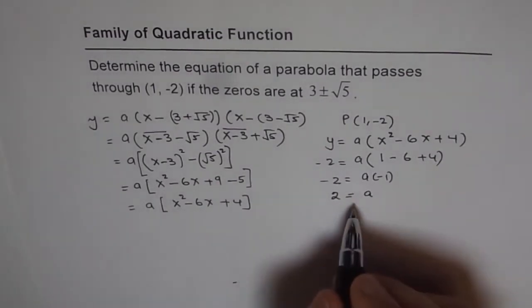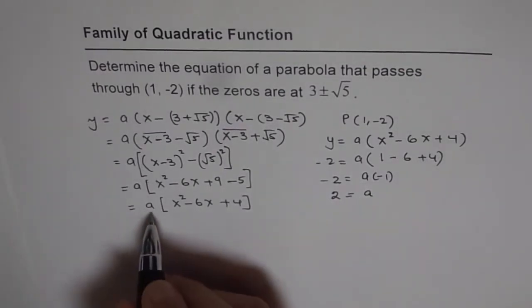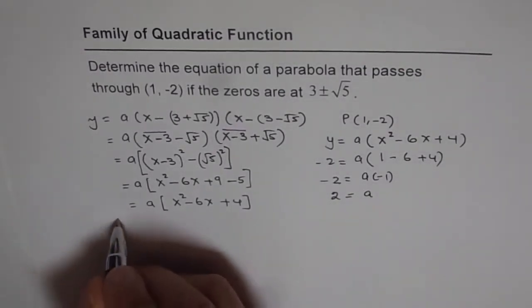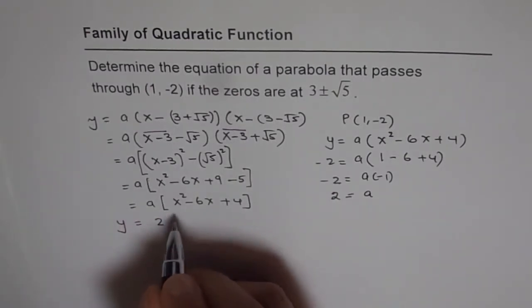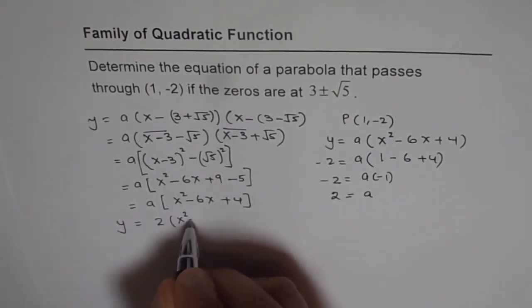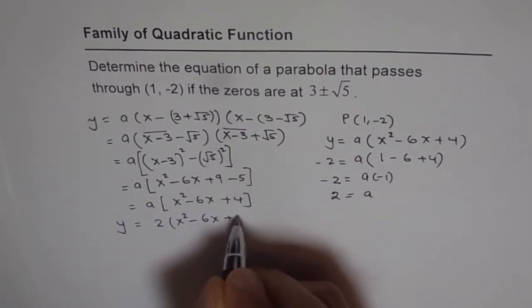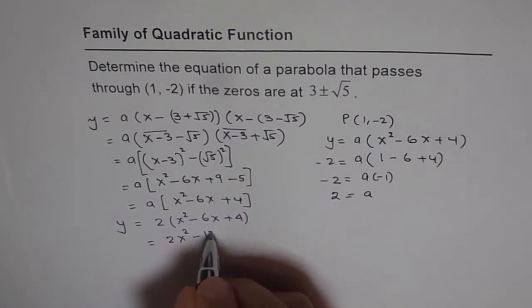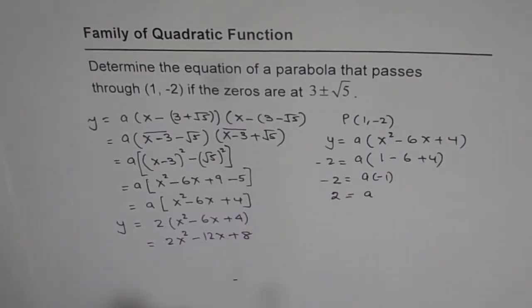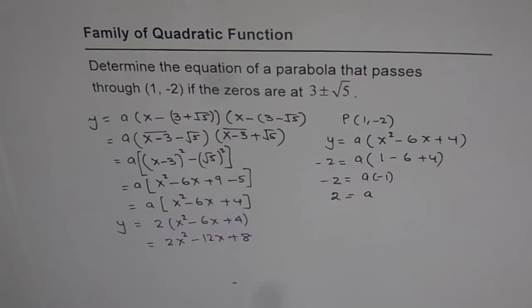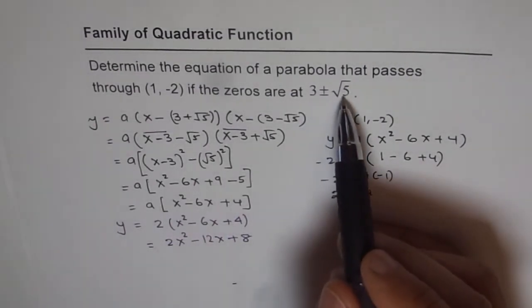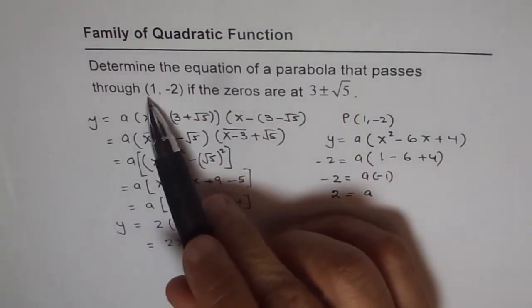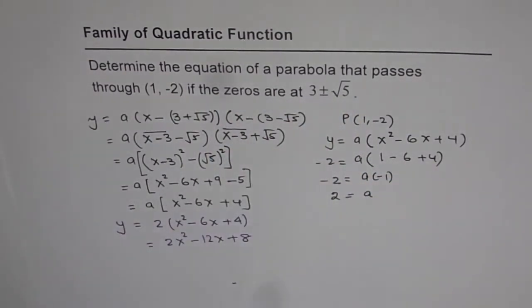Now once we get the value of a, we can write down our answer. That is, a is 2. So we'll just multiply this by 2. So we get y = 2 times (x² - 6x + 4), which is 2x² - 12x + 8. So that is the equation of the parabola for which the roots are 3 ± √5, and which goes through the point (1, -2), and that is our answer.